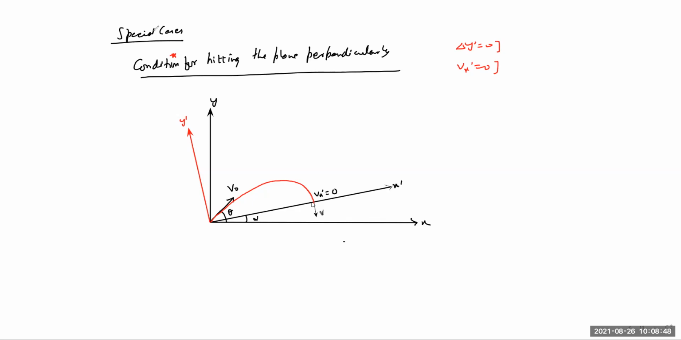Sir, it would be 2 V naught cos(theta minus alpha) upon G sine alpha. See, one answer we already know using the delta y. This is the time of flight using the first expression, right? But can you use the second expression to get me another way of writing the same answer?